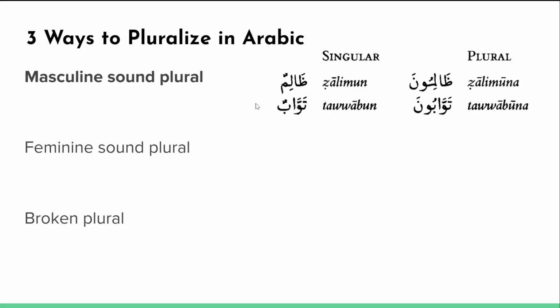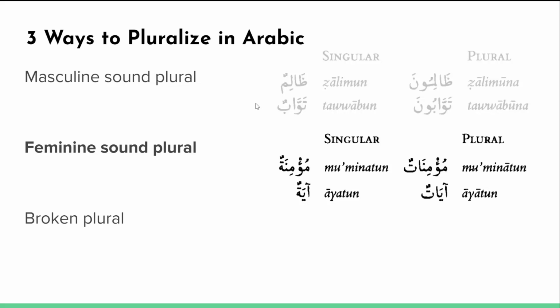The same way you have a masculine sound plural, you also have a feminine sound plural. This applies to words that are feminine and typically have the ta marbuta ending. So we have mu'minatun, a believing woman, becomes mu'minatun, believing women, a group of believing women. You'll see the atun ending here has changed to atun. So we had una for the masculine sound plural, we have atun for the feminine sound plural.